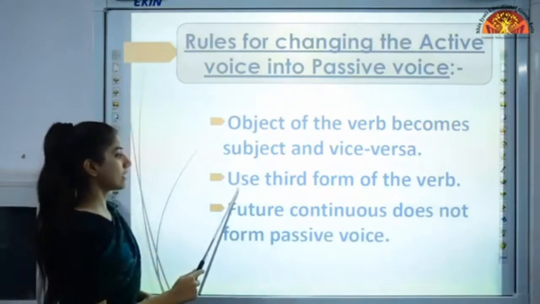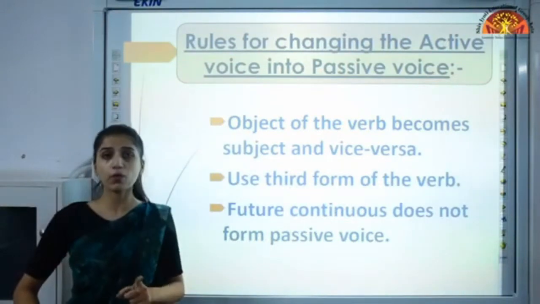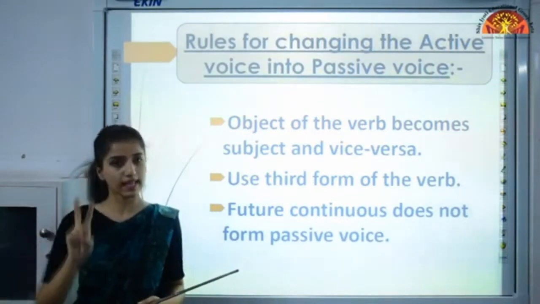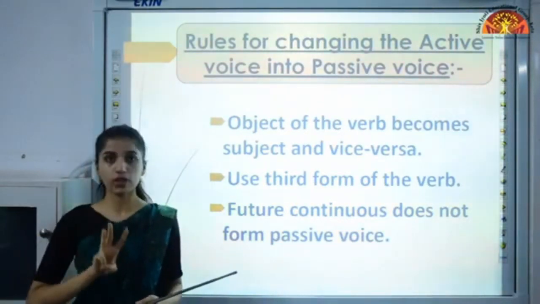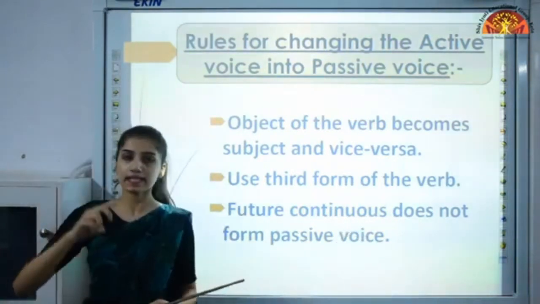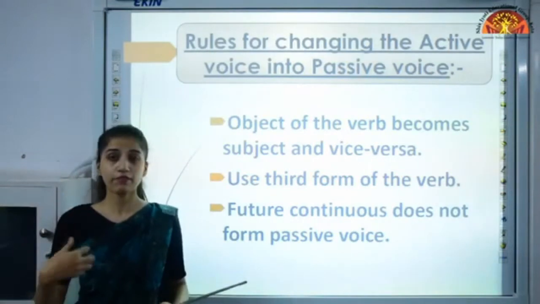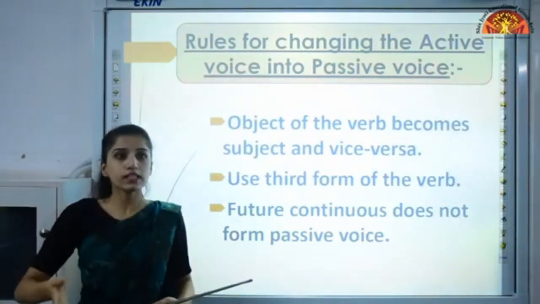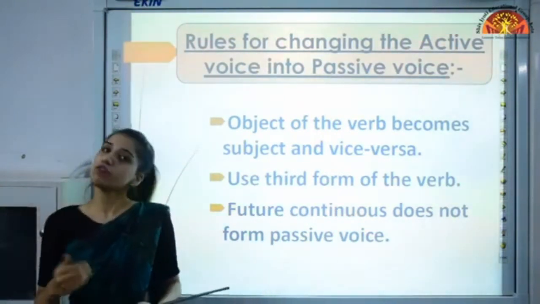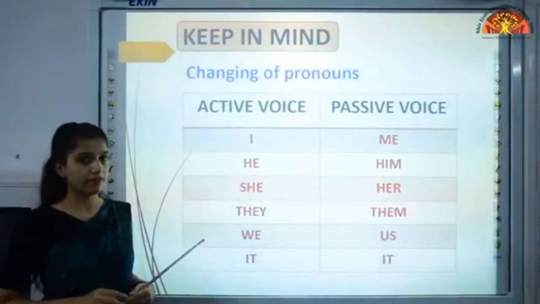Second is, use the third form of the verb. Whenever we are converting active into passive, remember one thing, that we will be using only the third form of the verb. Not the first form, not the second form, only the third form of the verb. Future continuous does not form passive voice. We form passive voice according to the tense, but future continuous tense does not form any passive voice. If anybody asks you whether future continuous changes its voice, you will say no, because it does not form passive voice. Now keep this in mind. Please listen to it very carefully, students.